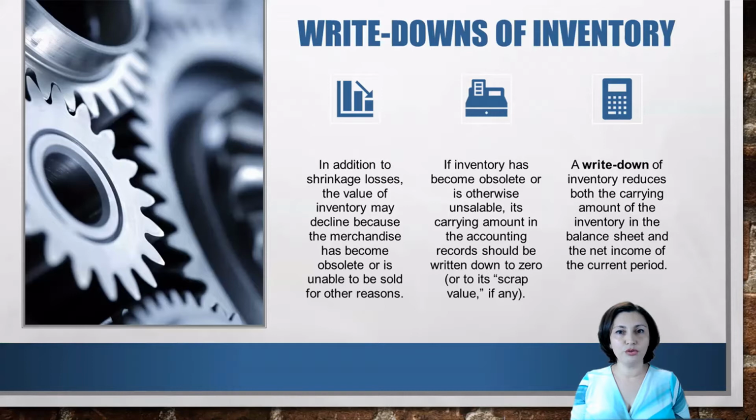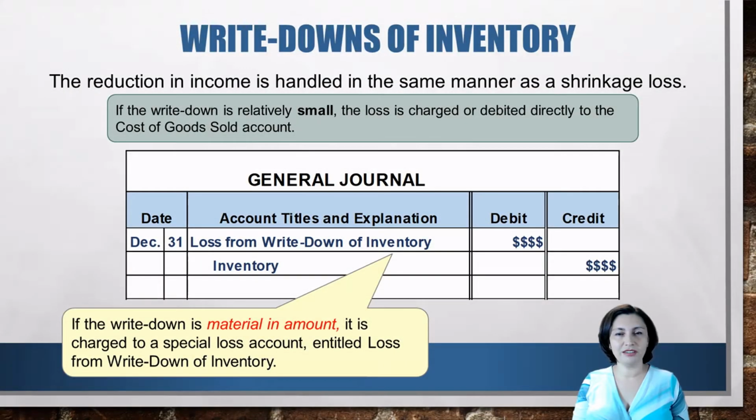A write-down of inventory reduces both the carrying amount of the inventory in the balance sheet and the net income of the current period. The net income is reduced because the cost of goods sold or losses from write-down of inventory accounts are debited or increased to offset the credit to inventory. We will look at a sample general journal entry on the next slide. The reduction in income is handled in the same manner as a shrinkage loss.